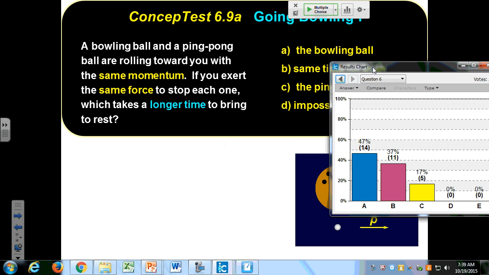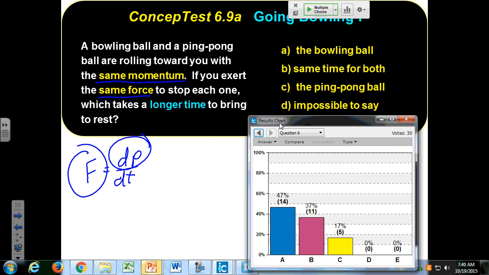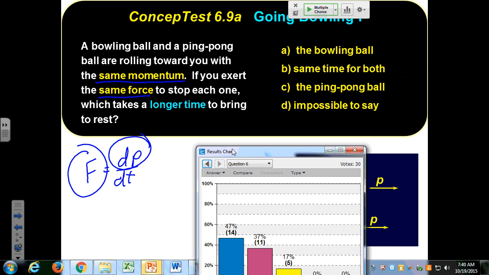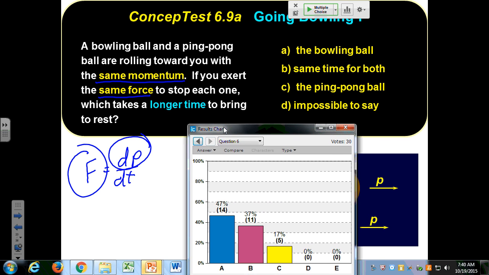Okay, so we have the same momentum here. My force is dp/dt. They both start with the same momentum, so this change in momentum is going to be the same. They start with the same momentum, they both end with zero. I exert the same force on each of them, so what's the right answer then? If I have the same momentum and the same force, how do their times differ?